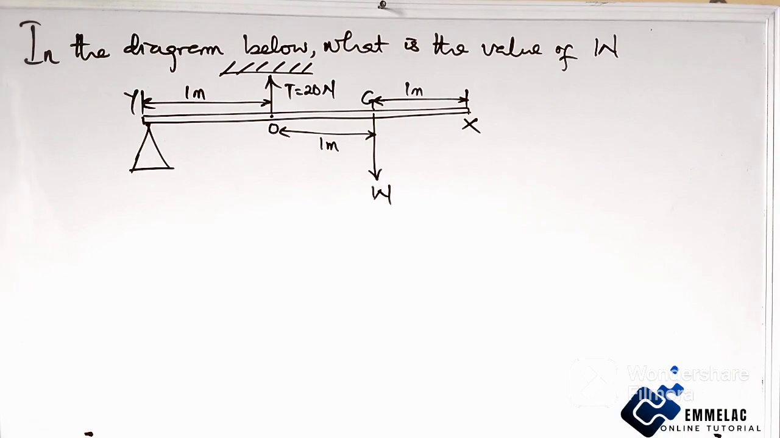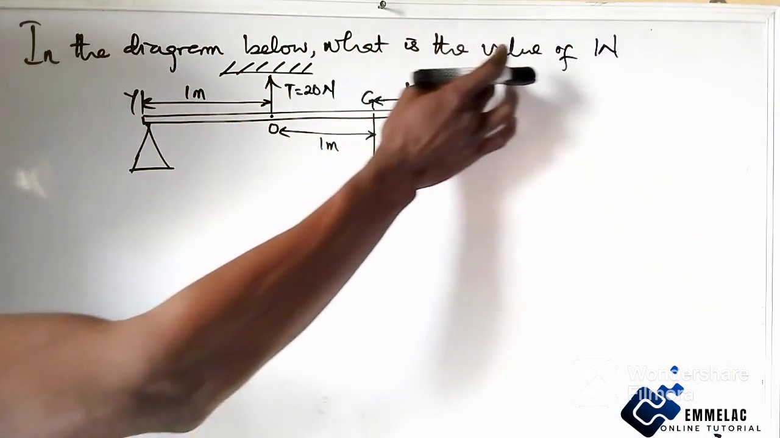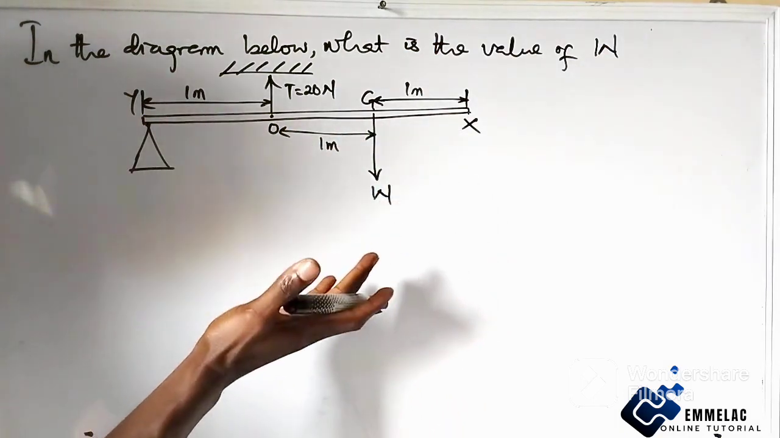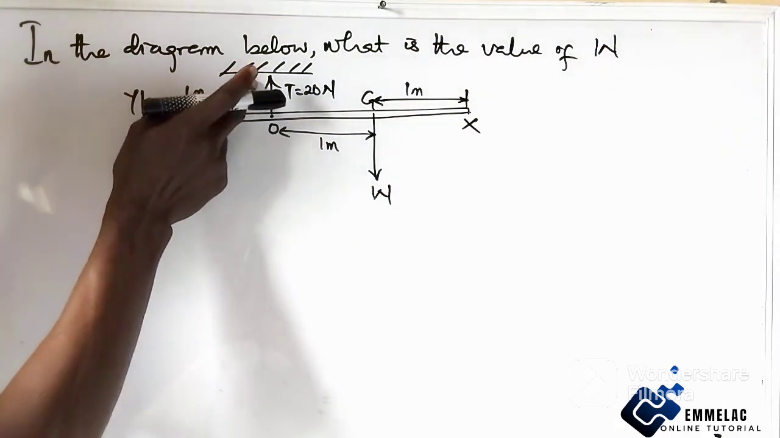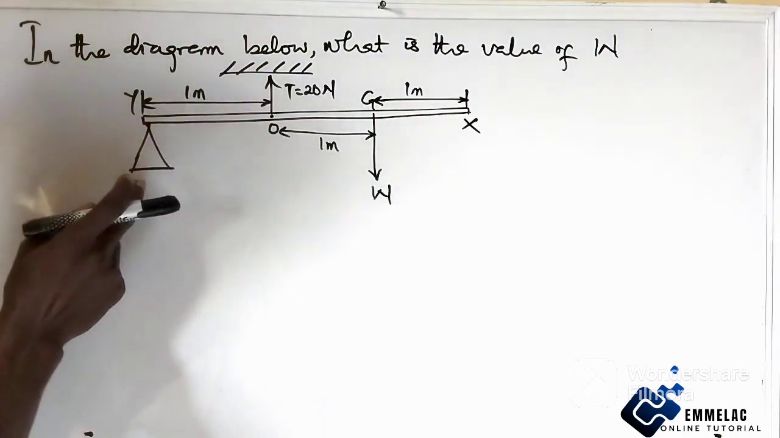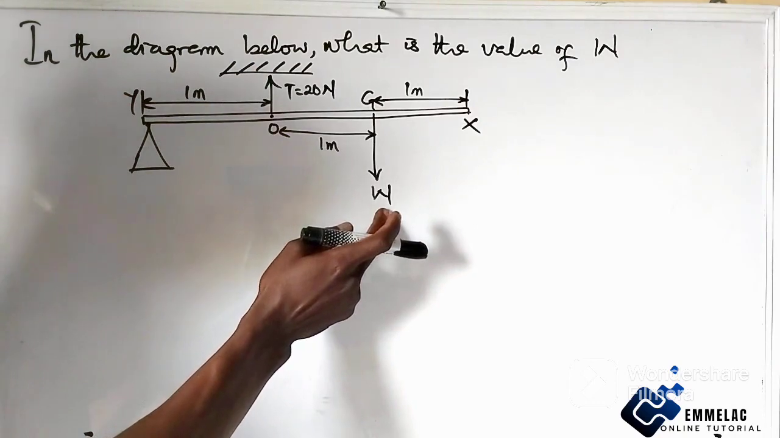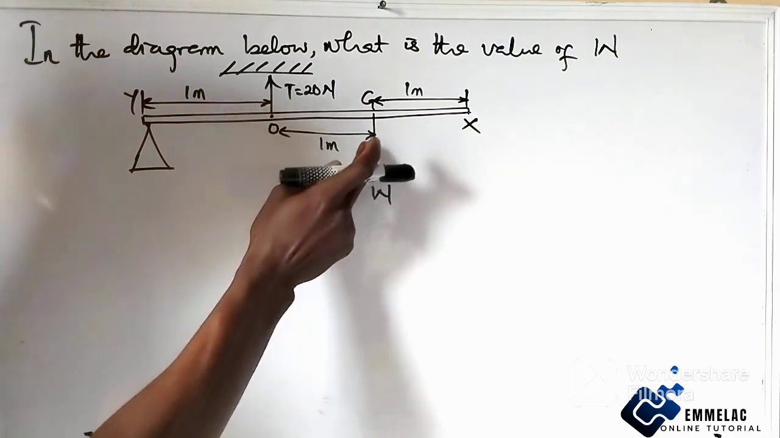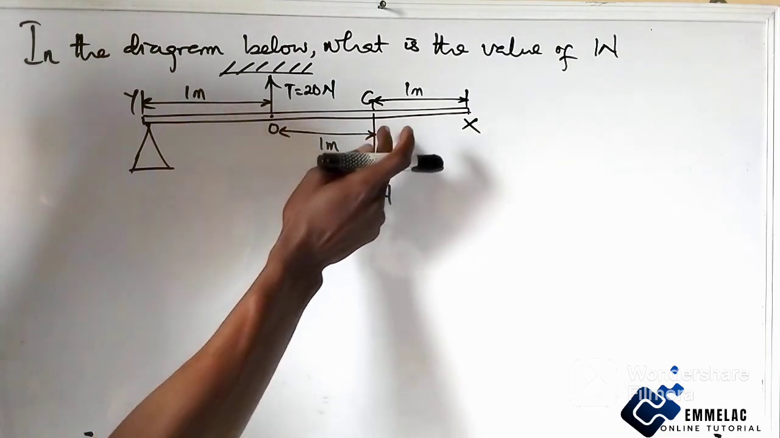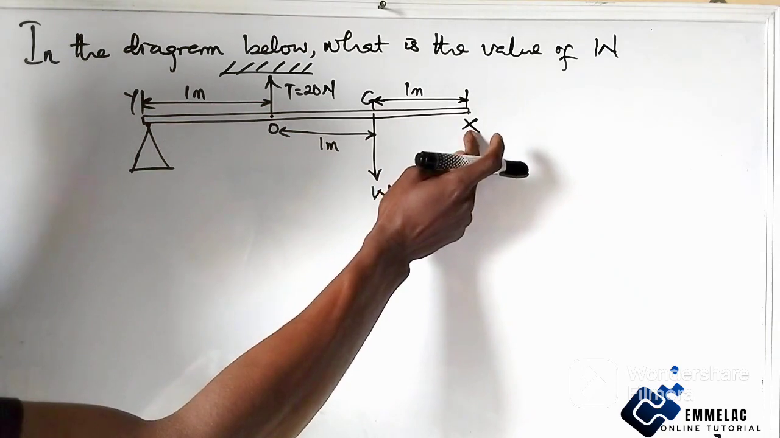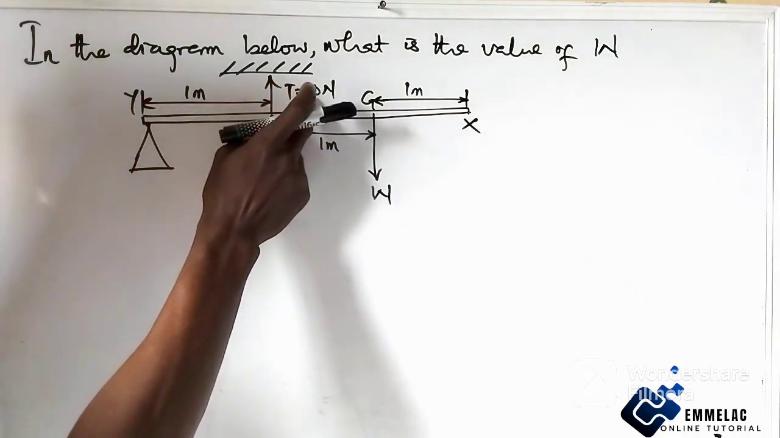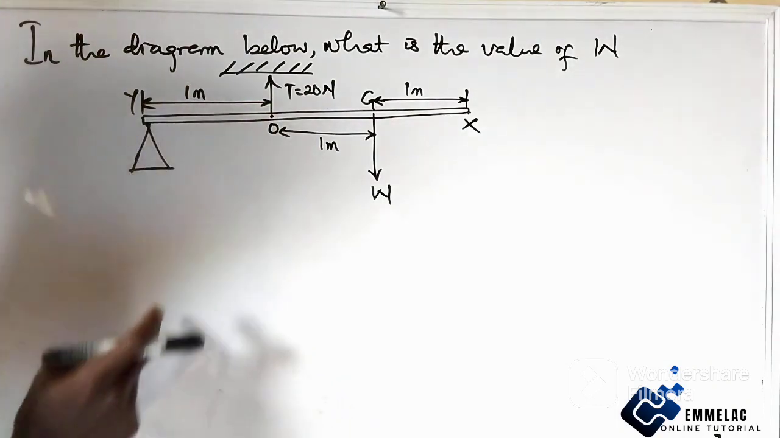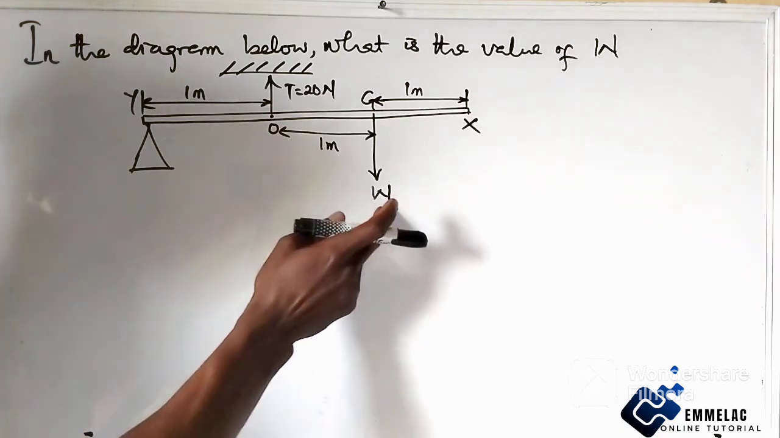Before us is this question that says, in the diagram below, what is the value of W? Now here is a system presumed to be balanced. Here is a string attached to a wall, balanced with a pivot. Now here is the weight. The distance between this weight to the center here is 1 centimeter. Now from here to there is 1 centimeter. The tension in this string is 20 Newton, and the distance between the center to the pivot here is 1 meter. So what is the value of W?